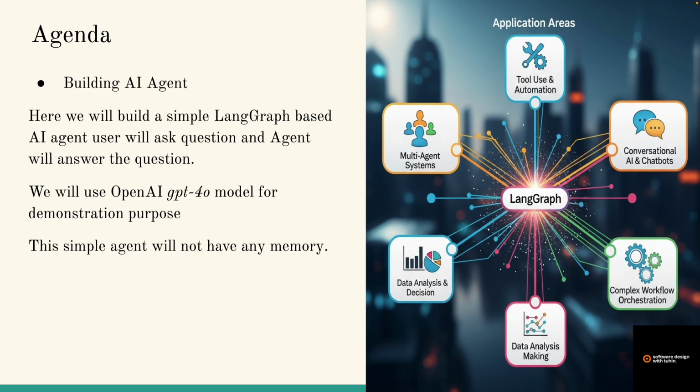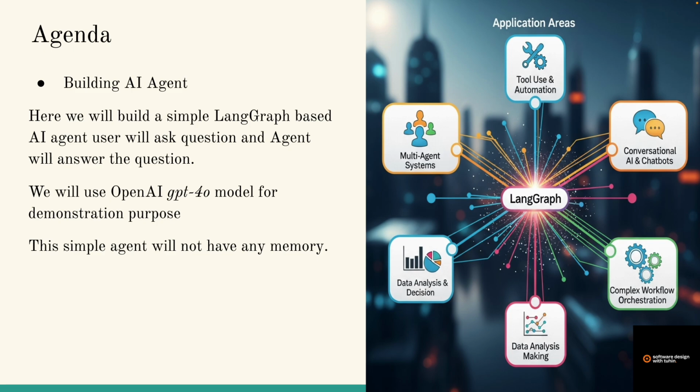This simple agent will not have any memory. By memory I mean it will not have any context sensitivity. So whatever you have asked in the previous questions, the agent will not be able to remember. In the next episode we'll discuss an agent having memory.